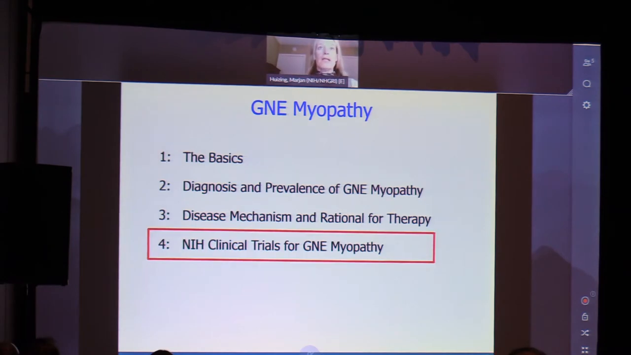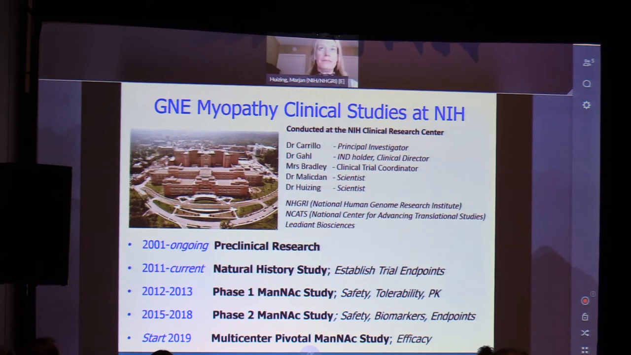So, a little bit about the NIH trial for GNE myopathy. Many people over the years have worked on this, but our basic team consists of these five individuals. Dr. Nuria Carrillo is the principal investigator of all clinical studies. Dr. Bill Gahl is the IND holder of ManNAc for GNE myopathy and the clinical director of our institute. Ms. Kennan Bradley is the clinical trial coordinator working with Nuria Carrillo. And Mary Malicdan and myself are the basic scientists working on patient tissues and the preclinical and clinical outcome parameters, biochemical parameters. All clinical studies have been performed out of the NHGRI, and the NCATS Institute helped us get ManNAc approved by the FDA.